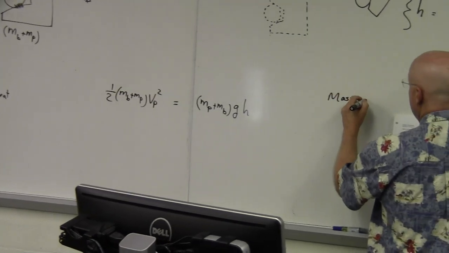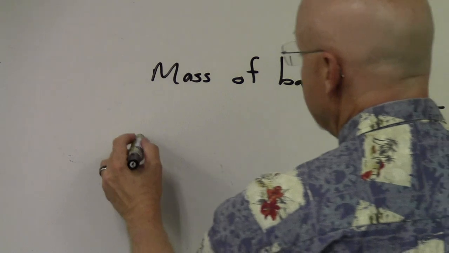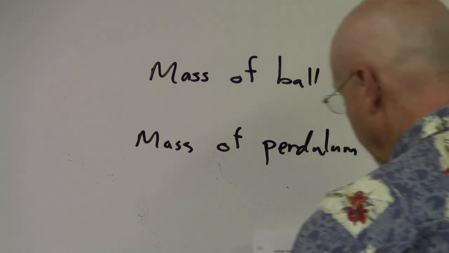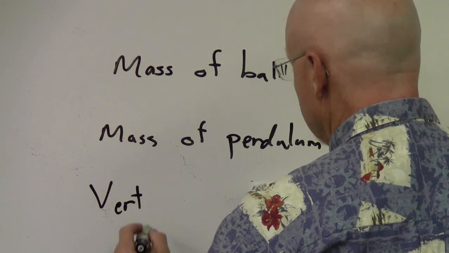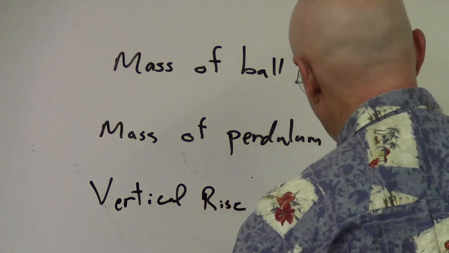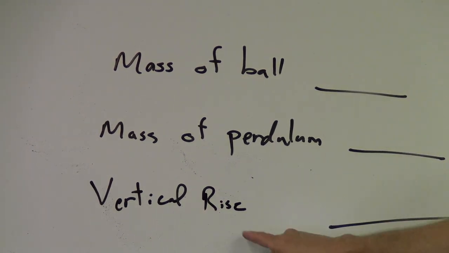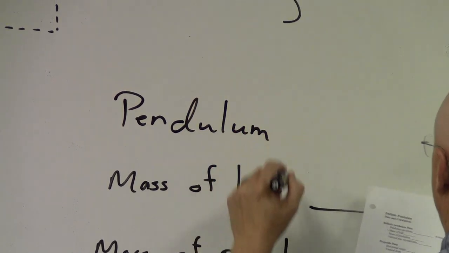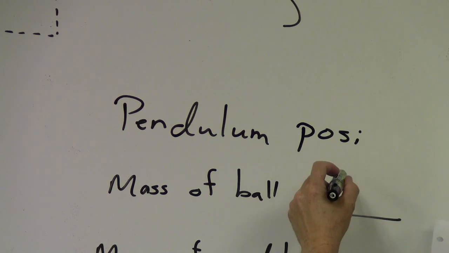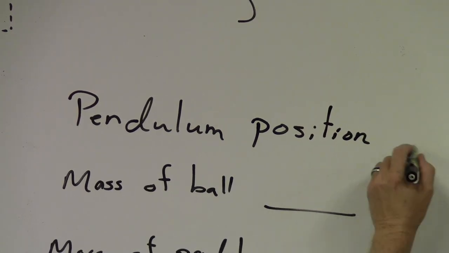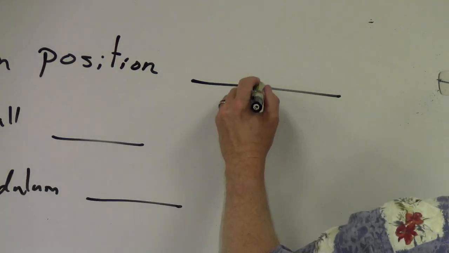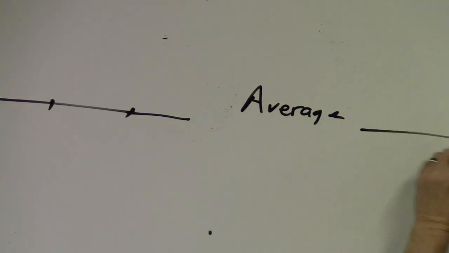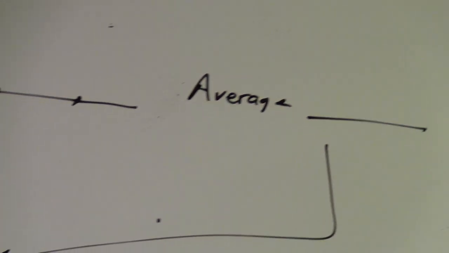The first one says, what is the mass of the ball? Okay. The second one says, what is the mass of the pendulum? Okay. The last one says, what is its vertical rise of the pendulum? And I'll put that there. But to really get that one, they've given you a spot to get what you'll see here is the angle that it swings up. Your author calls it the pendulum position. I guess position is an okay word. And he asks you to measure it three times. So I'll put three little spaces there so we can get an average. And then, of course, once we get the average, we can use that to get this vertical rise.